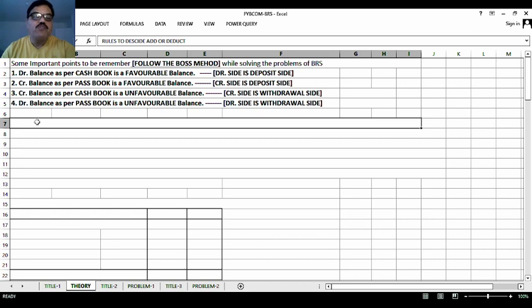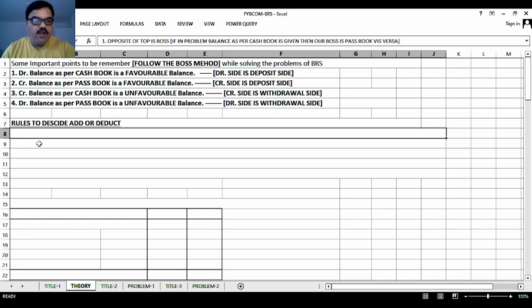Now some rules are there that you have to remember, rules for whether a particular amount should be added or deducted. What are those rules? The first rule under the Yes Boss method is: opposite of top is boss. Opposite of top is boss means what?